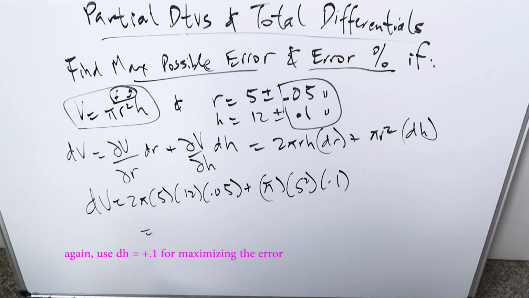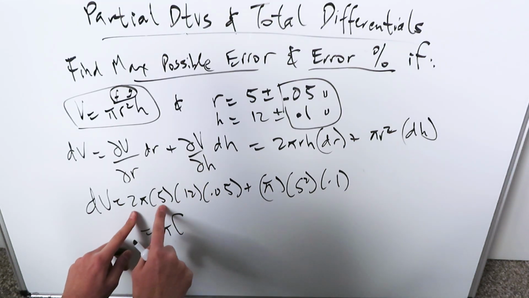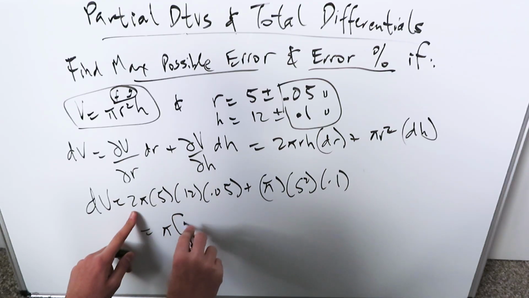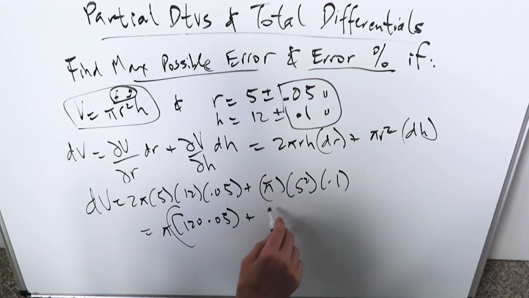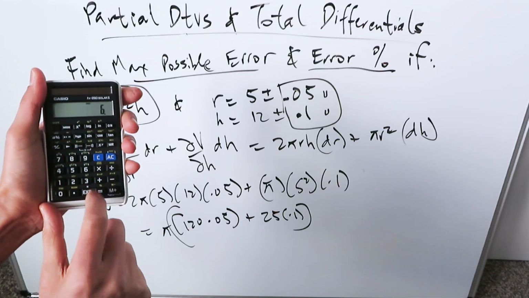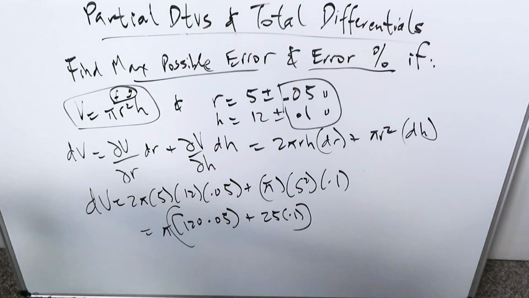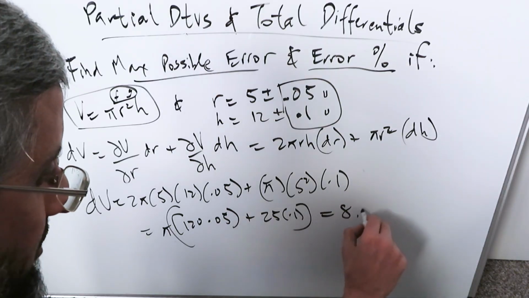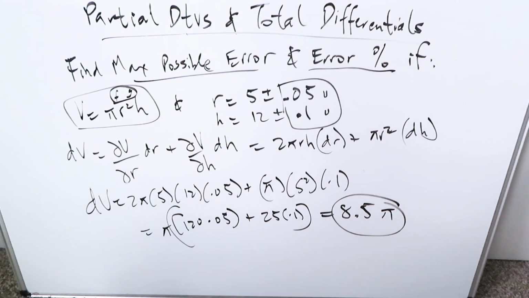Compute these. What will you have? I won't compute the π, I'll just isolate the π, and now I'm looking at 2 times 5 times 12, which is 10 times 12, which is 120, times this 0.05, plus I'll have here 25 times 0.1. I have 120 times 0.05 plus 25 times 0.1, 8.5π. My dV is equal to 8.5π, and that will be correct. What does this mean? It's your total differential. My total differential is equal to 8.5π.